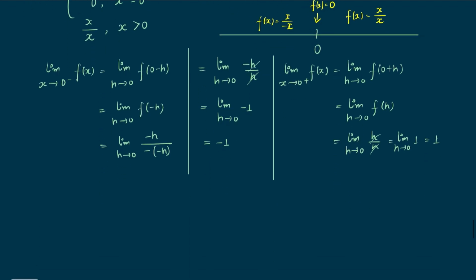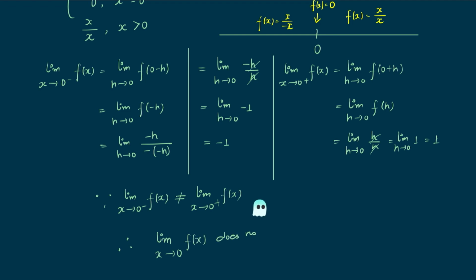Now since you have noticed the left hand limit has come minus 1 and the right hand limit has come plus 1, and they are not equal. So since the left hand limit does not equal the right hand limit, therefore limit x tends to 0 f(x) does not exist.